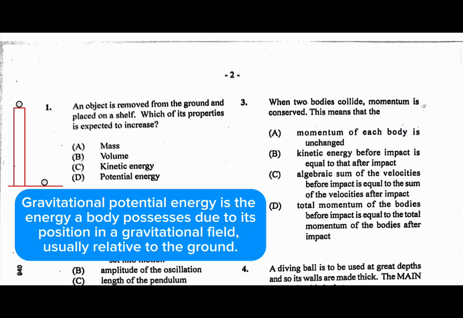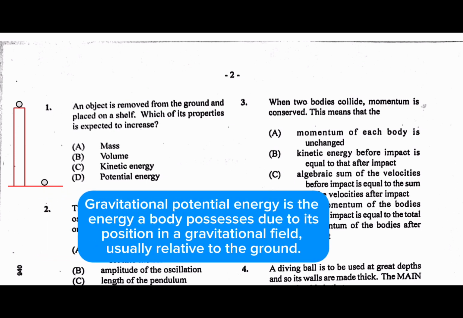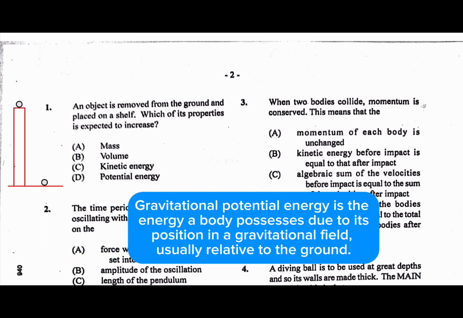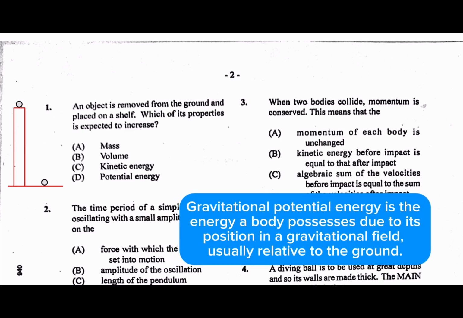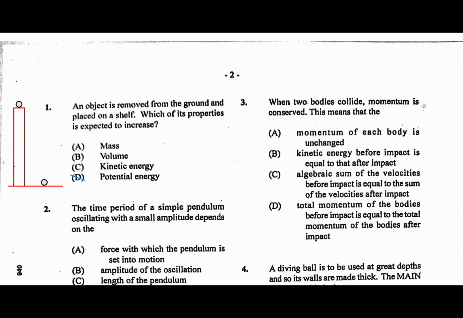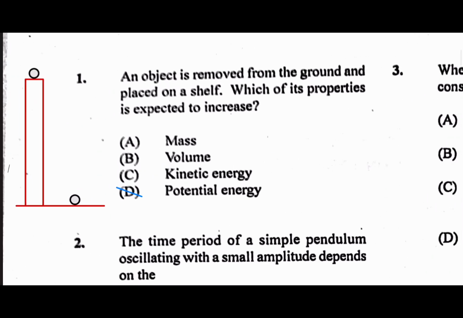Right, so let's begin. In the very first question, an object is removed from the ground and placed on a shelf. Which of its properties is expected to increase? Anytime we are increasing the height of an object from the ground, you are increasing its potential energy. Why is that? Now I can give you an example over here.